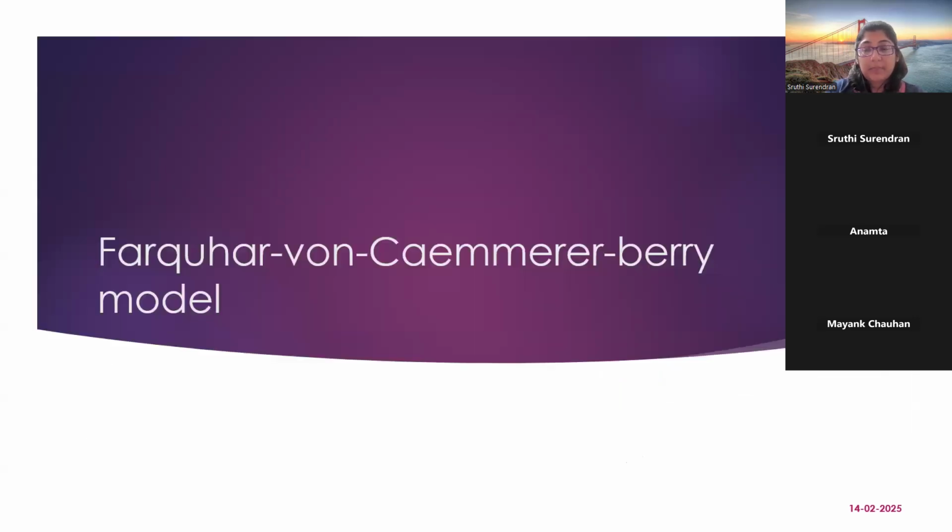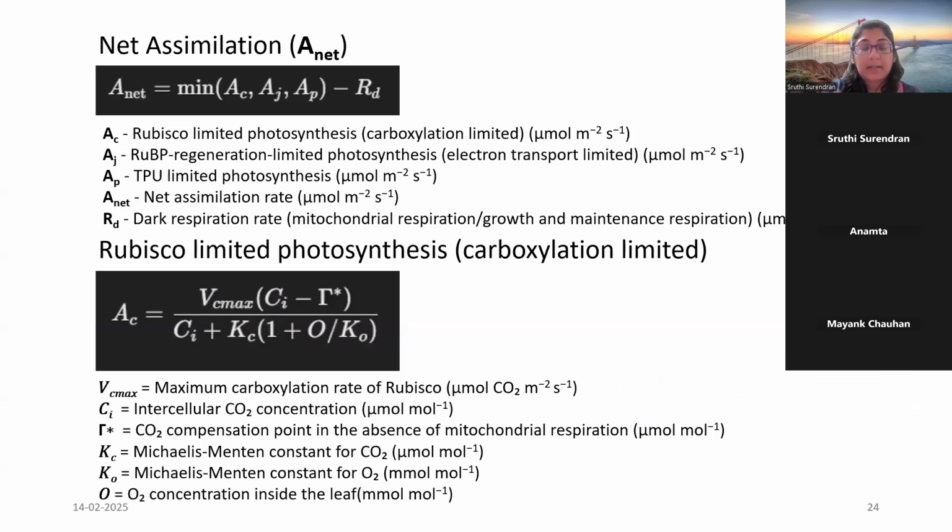Then we moved on to this very important equation, the Farquhar-von Caemmerer-Berry model. In this model, the equations depicting the carboxylation rate, RuBP regeneration rate, and triose phosphate utilization are explained. It is given by this first equation, where the minimum of all three values, that is the three limited phases of photosynthesis, is considered and subtracted by the growth respiration or dark respiration, which gives you the net assimilation rate. And Rubisco limited photosynthesis is calculated using this formula.